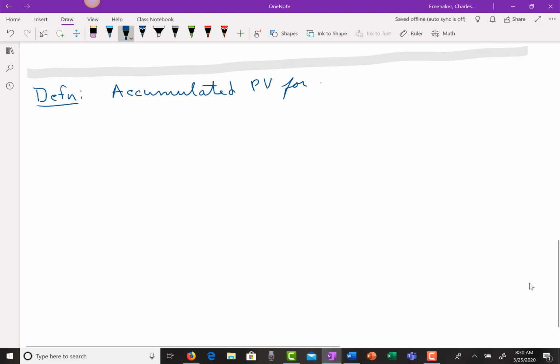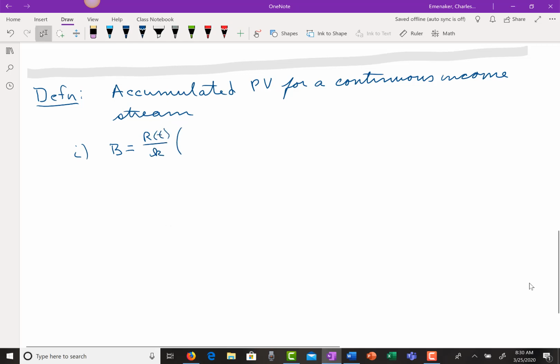of a continuous income stream can be computed one of two ways. It can either be computed as B is equal to R of T over K times 1 minus e to the negative kT. This is only used when R of t, our income stream, is a constant.